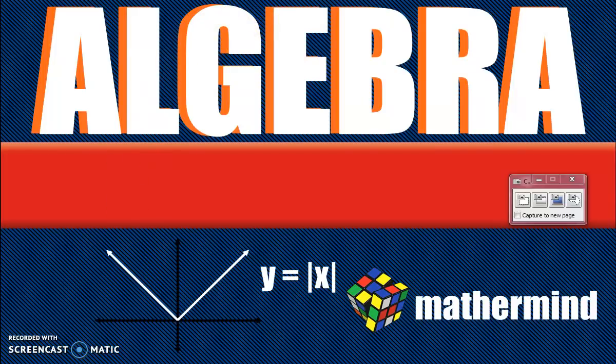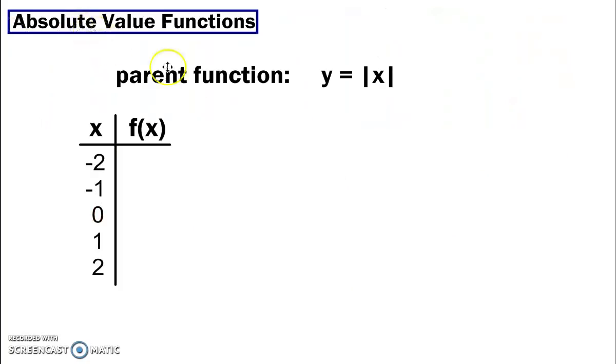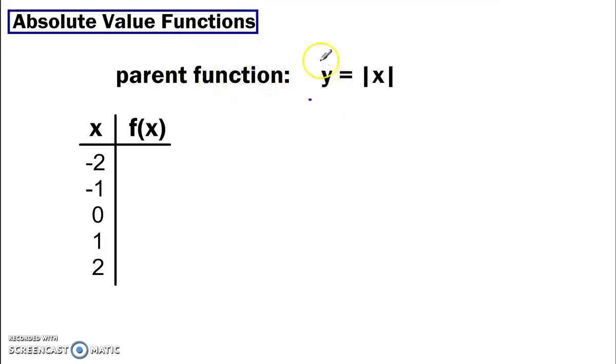Alright, welcome back to Algebra, Chapter 3, Section 7, Absolute Value Functions. Absolute value functions include an absolute value expression. So like this, the parent function of the absolute value function is y equals absolute value of x, or we could also write that as f of x equals the absolute value of x.